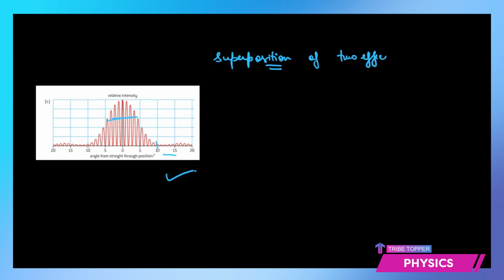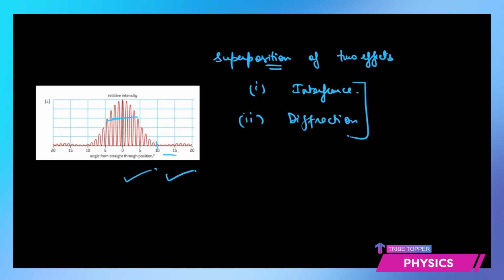And what are those two effects? Number one, interference from double slit, and secondly, the diffraction that happens from each slit. So when those two effects superimpose, you get this type of a wave, which is also known as a modulated wave. So the fringe spacing does not change here, but the bright fringes which are occurring beyond this angle of 11 degrees have a relatively very low intensity.